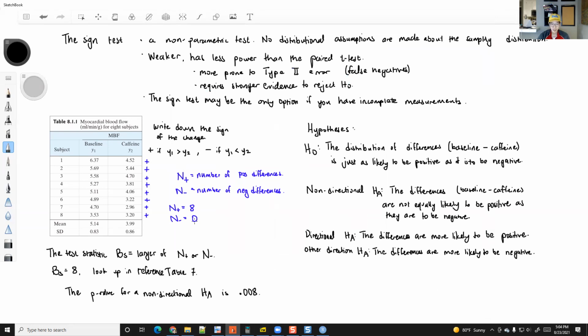And we use the larger number to determine our test statistic here.